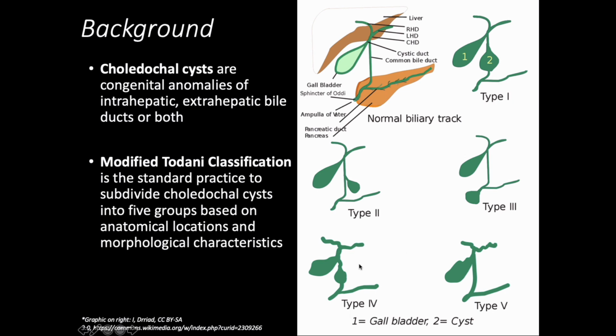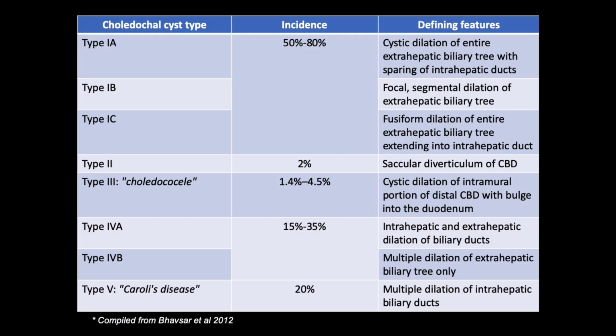And type 4 has two types, 4A and 4B. Type 4A is dilatation of both intrahepatic and extrahepatic bile ducts, and 4B is dilatation of the extrahepatic portion only. Type 5, which is also called Caroli's disease, is dilatation of the intrahepatic portion only. Here is the table of the classification.